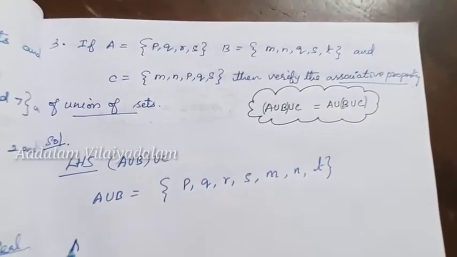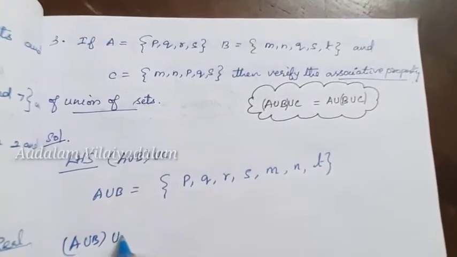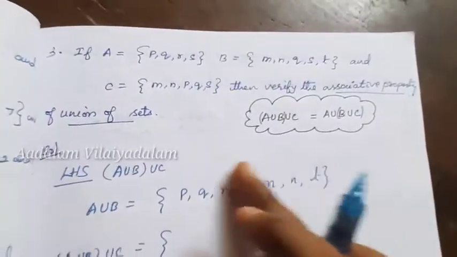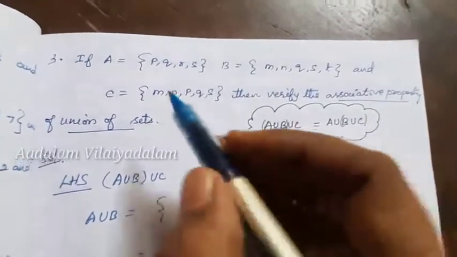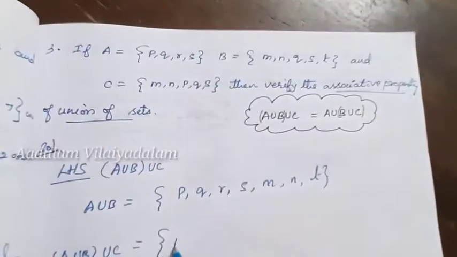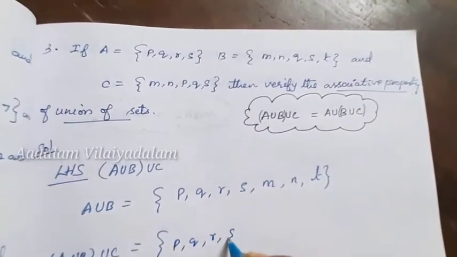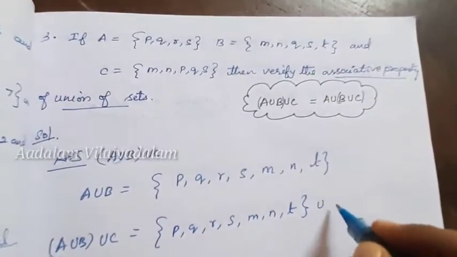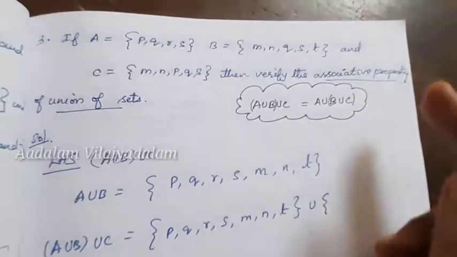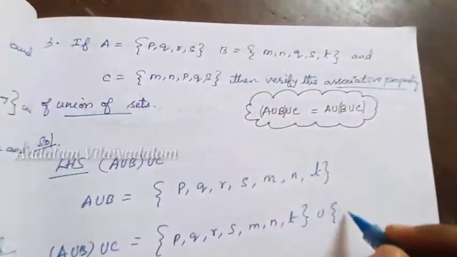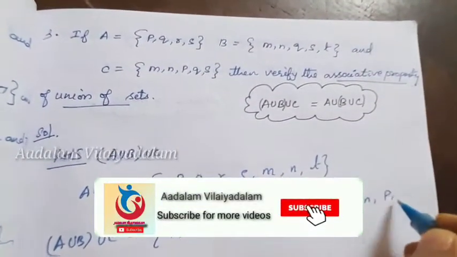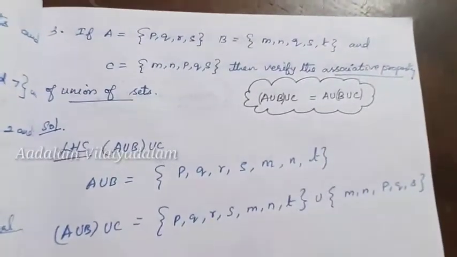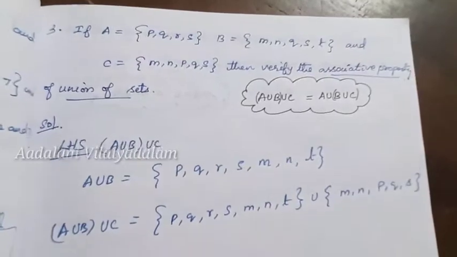Now we need to find A union B union C. So with this element we are going to join the set of C. So P, Q, R, S, M, N, T. Then you can write the union symbol. Then we can write the set C, that is M, N, P, Q, S. Now we are going to write this union.